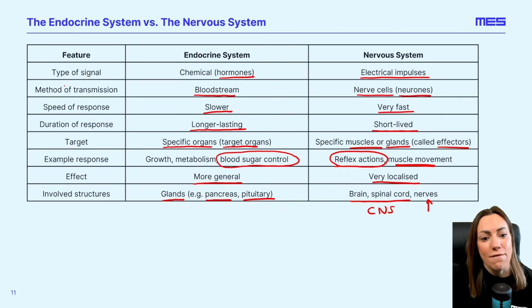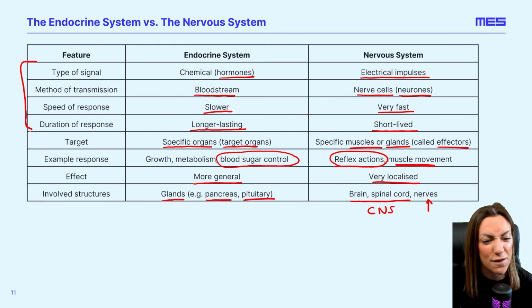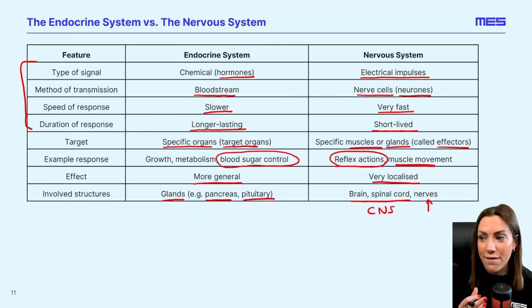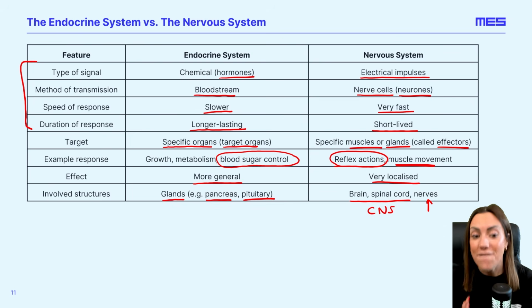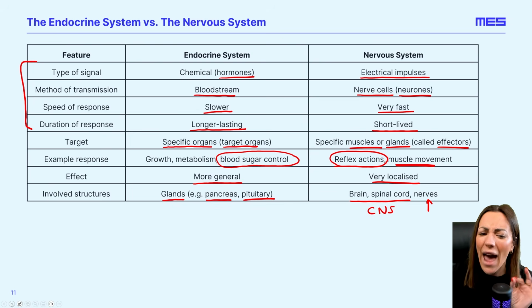Now, this is a lot of information on one slide, so I would probably just try to remember maybe the first four. They're probably the easiest. And if you do get a question asking to compare, make sure your responses are comparative. For example, the endocrine system response is slower, whereas the nervous system response is much faster. So the difference is really, really clear. The word whereas is good for these as well. So like the endocrine system uses hormones, which are chemicals, whereas the nervous system uses electrical impulses.